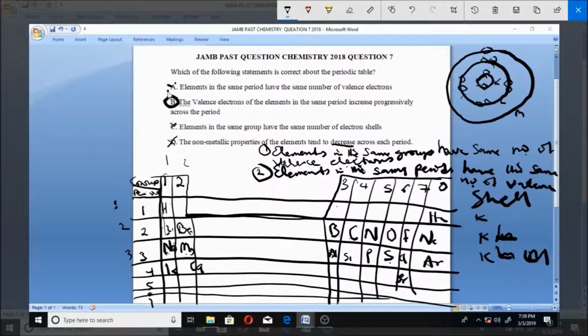So you can see I took time to draw this, so take note of this: the periodic table for the first 20 elements. The periodic table is the arrangement of elements according to their atomic numbers, and we have 7 periods and 8 groups. Elements in the same group have the same number of valence electrons, whereas elements in the same period have the same number of valence shells. And non-metallic property tends to increase from left to right of the table, as well as the number of valence electrons, which also increases from left to right across the period.